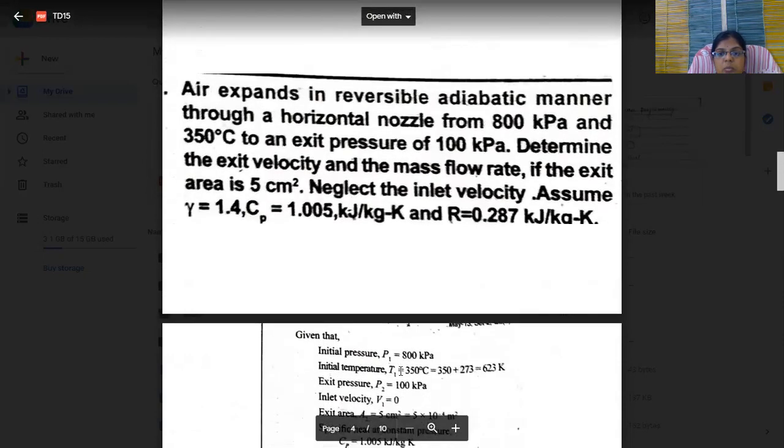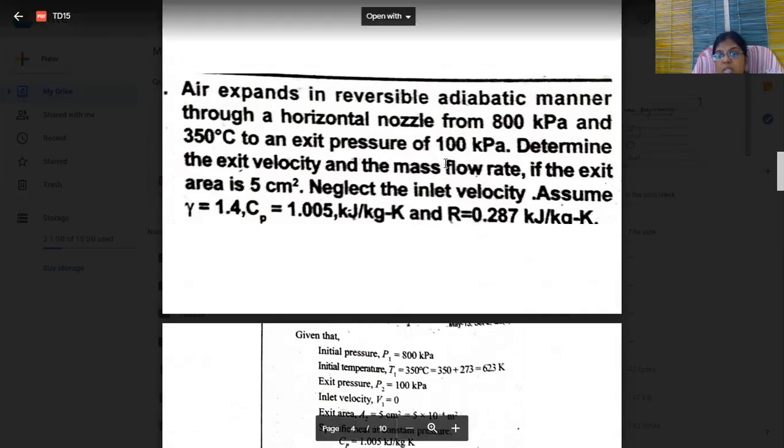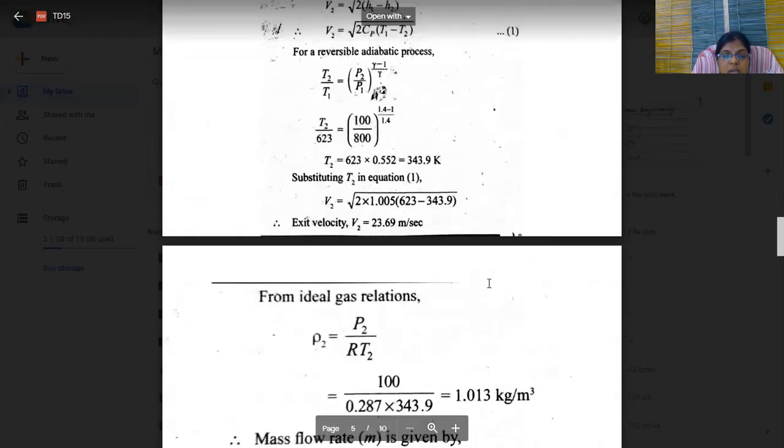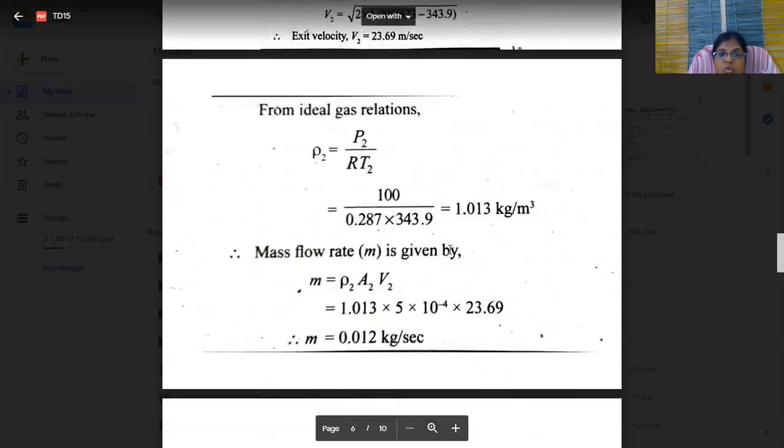Because he asked to determine the exit velocity, exit means the second section, not the first section, and the mass flow rate. That is the meaning of V2 and M2. So that is the reason we take rho2 equal to P2 by R T2, and substitute all values here.